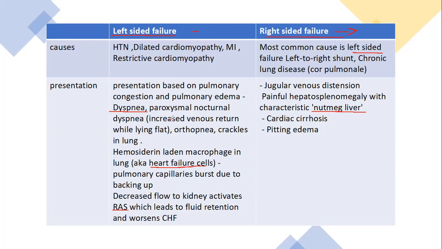Also remember orthopnea, which is dyspnea upon recumbency, when the patient is in a supine position. And remember cardiac cirrhosis, which was the fibrosis of the centrilobular areas in chronic right-sided heart failure, and the peripheral pitting edema. Now I think we are done with that.